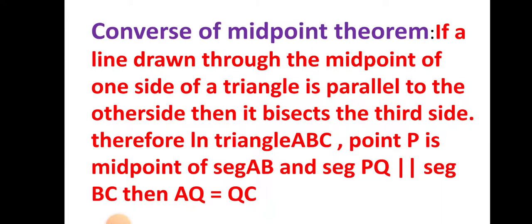Now next, converse of midpoint theorem. If a line drawn through the midpoint of one side of a triangle is parallel to the other side, then it bisects the third side. Therefore, in triangle ABC, point P is midpoint of segment AB and PQ parallel segment BC. Then AQ equal to QC. This is the converse of the midpoint theorem.